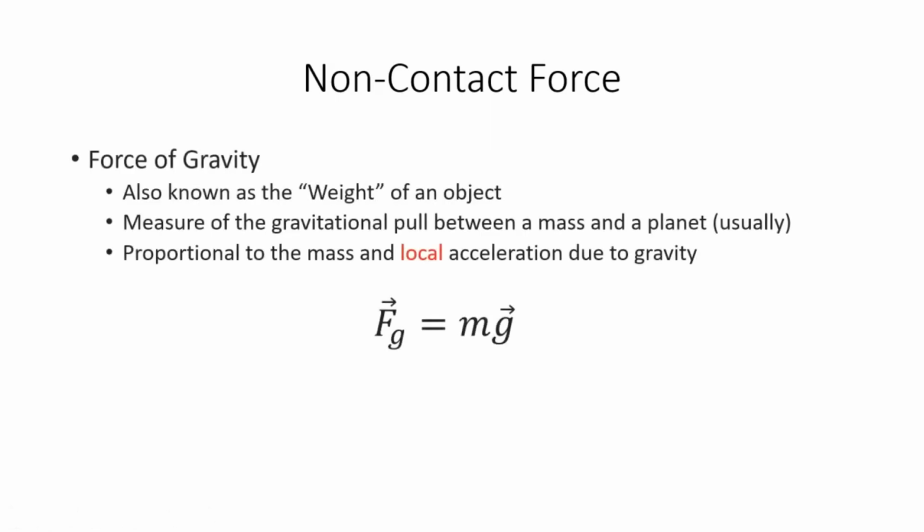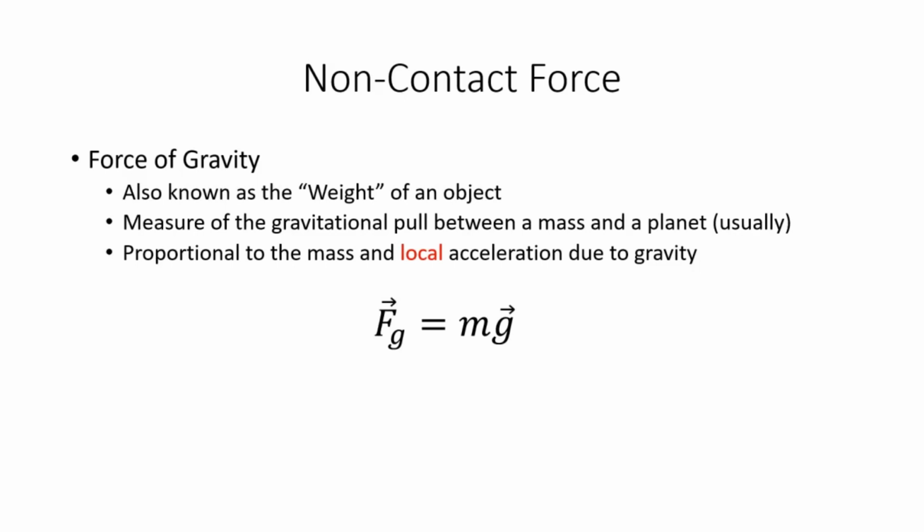So we're going to discuss non-contact and contact forces, which are the two primary types of forces. And the main type of force under non-contact force is the force of gravity. The force of gravity is also known as the weight of an object, commonly in problems. It is a measure of the gravitational pull between a mass and a planet, usually. And it is proportional to the mass and local acceleration due to gravity. The local acceleration here means whatever the gravity is on that specific planet. So on Earth, it's 9.81 meters per second squared, the magnitude of acceleration.